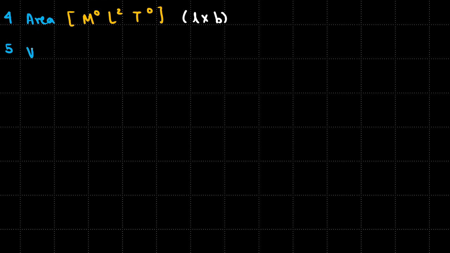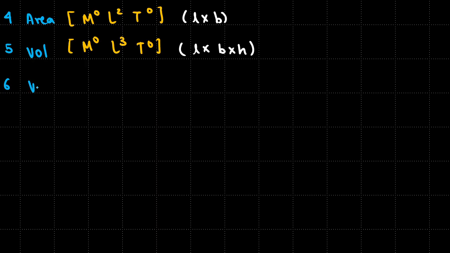The next one is volume, and volume is also pretty simple. It is M0 L cube T0, because the most common formula is L into B into H. Of course, there is a formula of L cube, but that is not such a common formula that everyone knows it. That's why I'm using L into B into H, which is the very basic formula of volume.